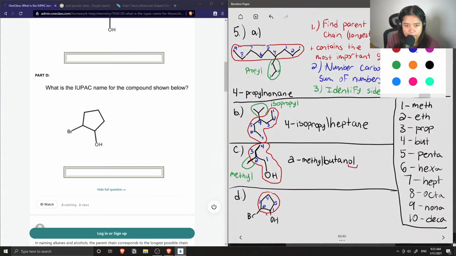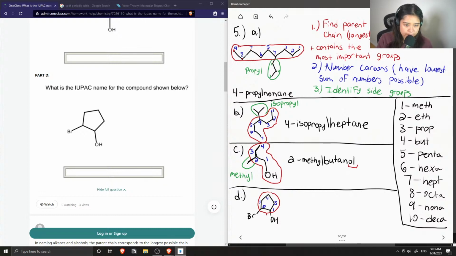So we have a 5 carbon cyclic chain. So we know that the parent group would be pent. And on carbon 2 is our bromine. So we write 2-bromo. And the name of our parent, since it's 5 carbons long and it's in a ring structure, then we use the term cyclo. So we use cyclo, pent, and then it ends in an -ol, so pentanol.